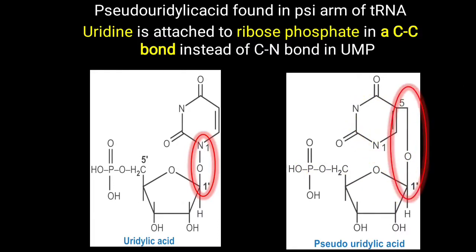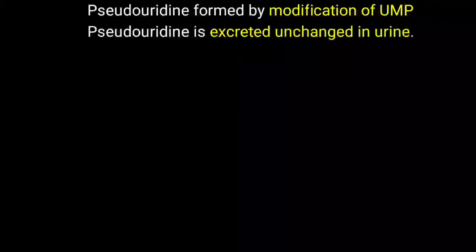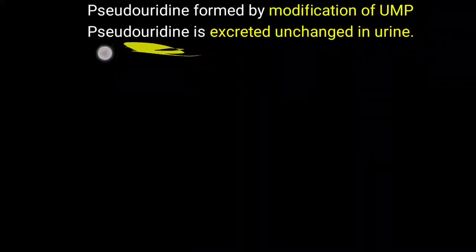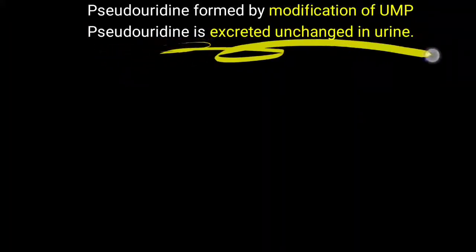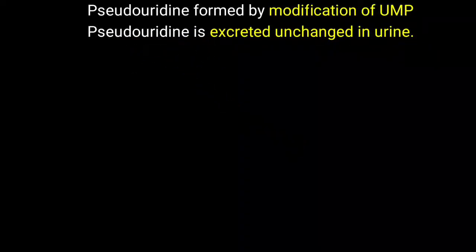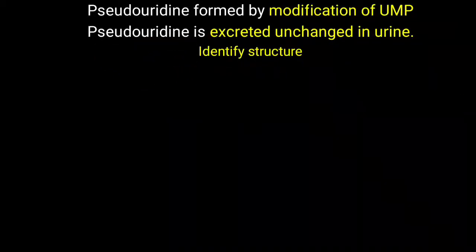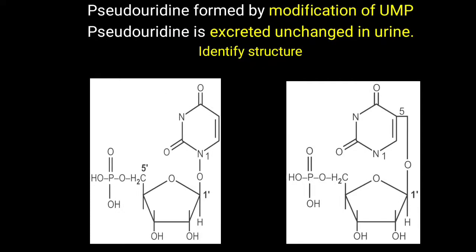That is the simple thing occurring over the tRNA molecule, and it makes the presence of pseudouridine in the structure of the tRNA. Further, this pseudouridine is formed by simple modification of the UMP, but the main difference between uridine and pseudouridine is that pseudouridine is excreted unchanged in the urine. Normally uridine is metabolized like the other pyrimidines, but pseudouridine is excreted unchanged. Because of this characteristic of pseudouridine, sometimes you can be asked to identify the structure.